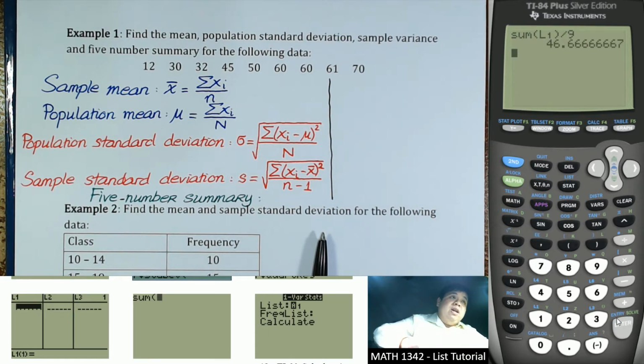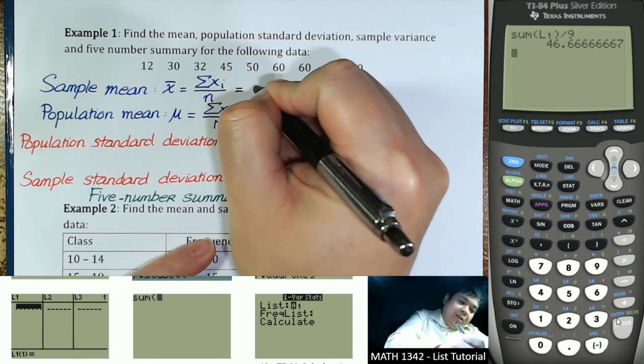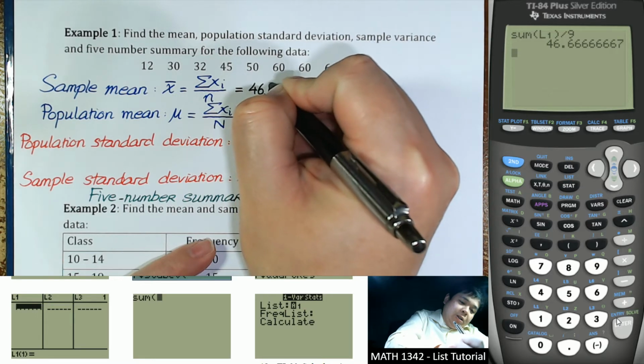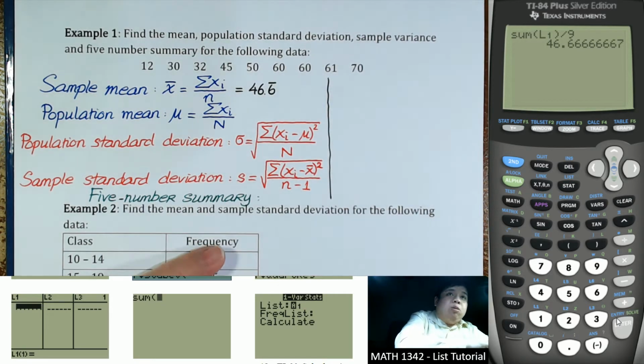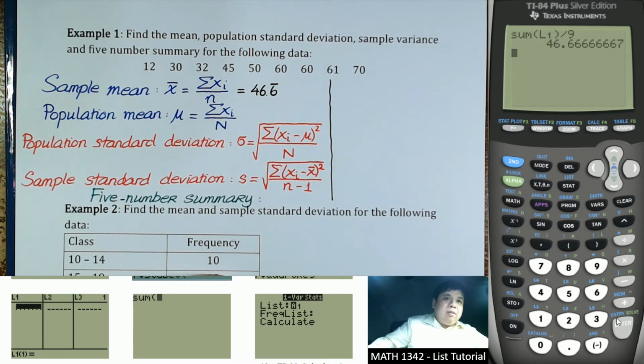That gives us the mean of 46.66667, 6 repeating. The population mean will be the same.